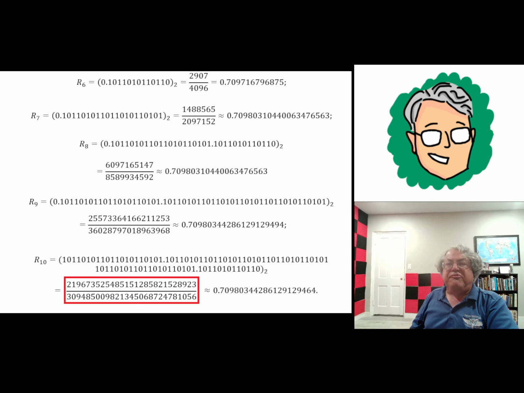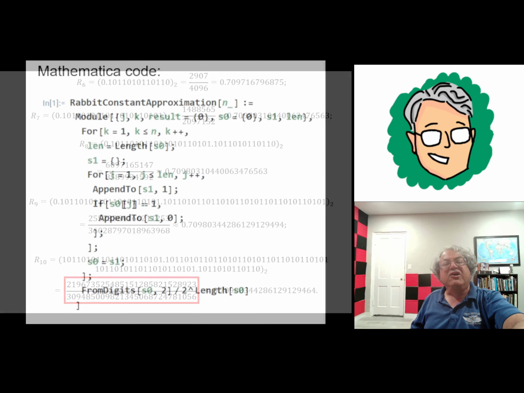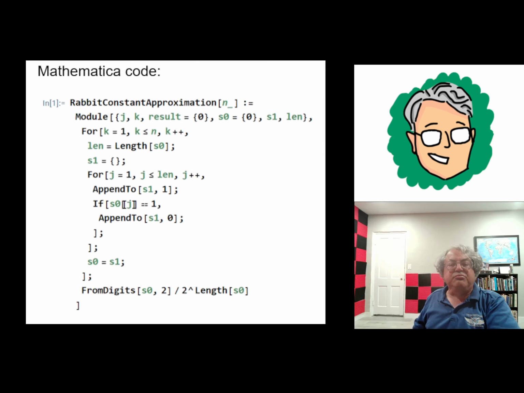Even a little better than that, I think maybe 25 or 26 decimal places, just by calculating R sub 10. Pretty amazing. Like I said, the rabbit constant is better approximated by rational numbers than ordinary irrational numbers are. And I think you can kind of see how that's working here. Anyway, so that completes part A, and here's the Mathematica code I wrote to do the calculations.